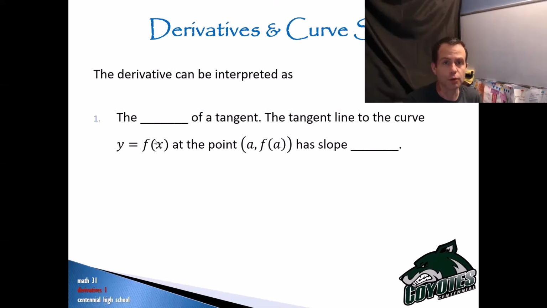Okay, so the derivative can be interpreted as the blank of a tangent. Well, you know that, it's the slope of a tangent. The tangent line to the curve y equals f of x at the point a comma f of a has the slope of f prime at a, okay? So this guy here represents the derivative at point a. It represents the slope of the tangent at point a. And that's what we've been doing over and over and over again for the last few days.